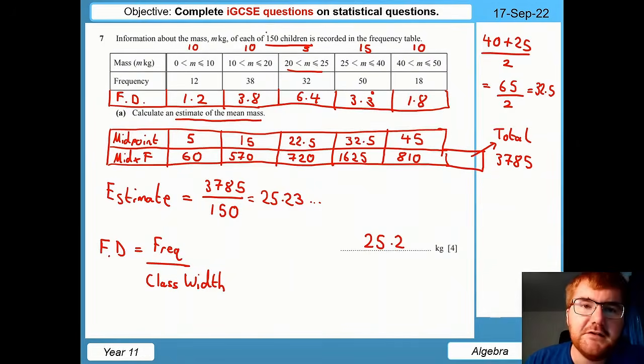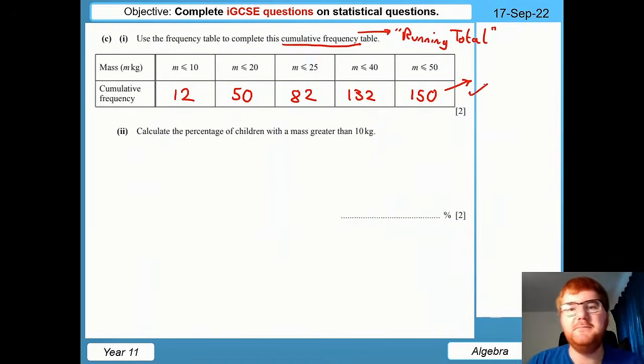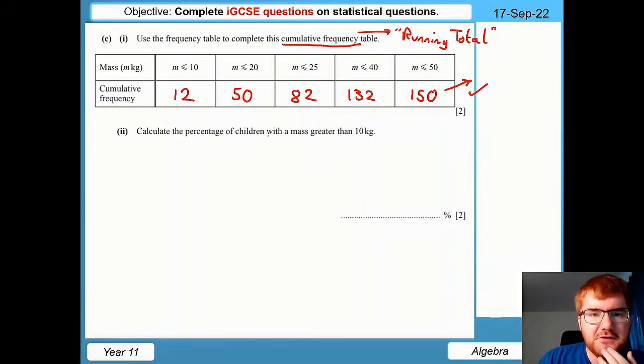If we go back, the total frequency is 150, so we've got a good chance of this being the right answer. Last part of this question, so a bit of interpretation here. Find the percentage of children with a mass greater than 10 kilos. Well, notice we've only got 12 people here less than 10 kilos. So we need to do 150 minus 12.